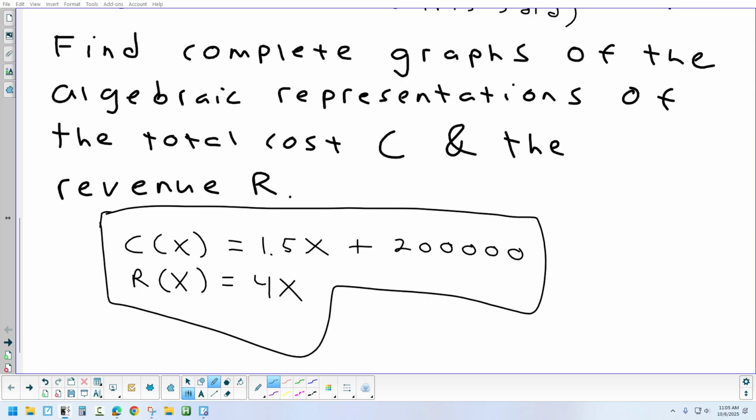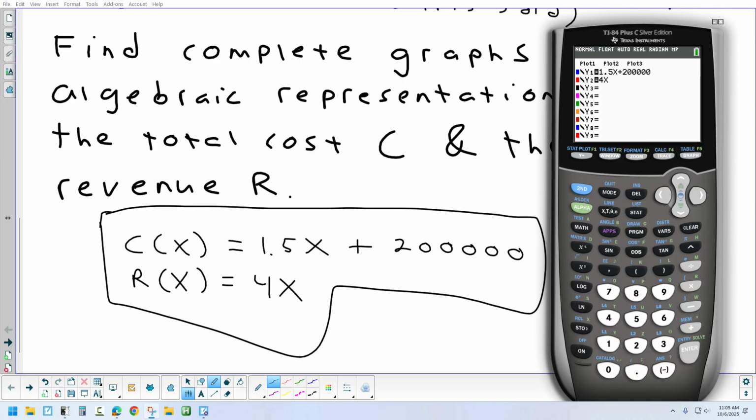On our calculator, we've typed in our two equations. What do we have to do before we go to graph? We always have to set the window. Remember, X is the number of shirts that we sell. What's the lowest number of shirts we could sell? 0. We can't go lower than 0. The maximum amount of shirts, well, we don't know. There is no limit on how many shirts we sell. Let's say we sell up to 1,000 shirts.